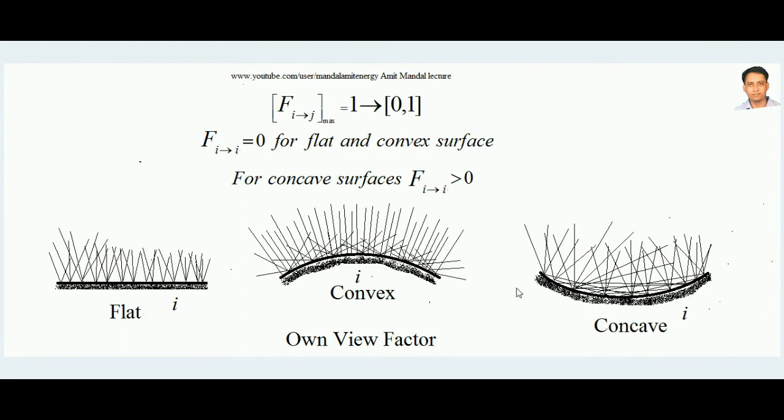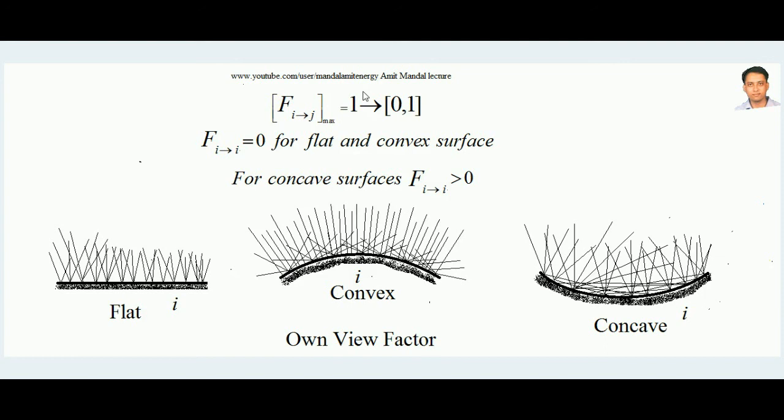Now what is the maximum value of view factor? The maximum value of view factor will be 1. I told you already, because if one surface is emanating 100 units of radiation, the maximum amount of radiations which can be absorbed by the other surface is 100. So the maximum value of view factor is 1, it cannot be more than 1, and the minimum value would be 0.